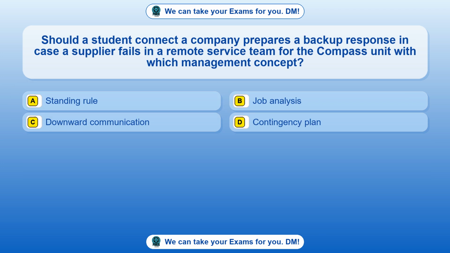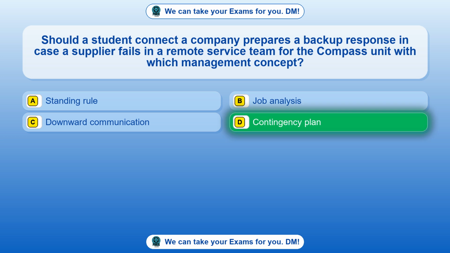Question 100. Should a student connect a company that prepares a backup response in case a supplier fails in a remote service team for the campus unit with which management concept? Option A, standing rule. Option B, job analysis. Option C, downward communication. Option D, contingency plan. The correct answer is option D, contingency plan.